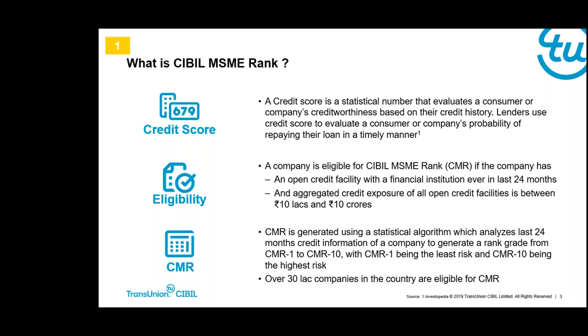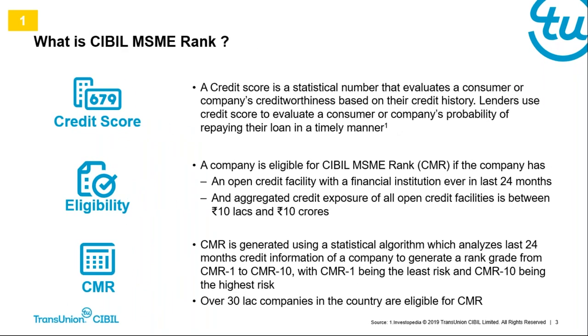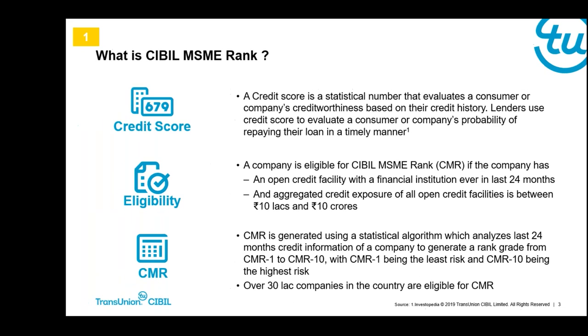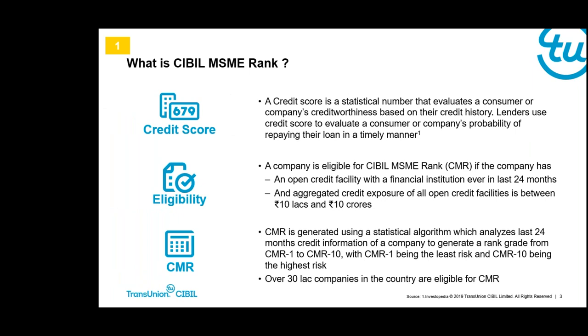Now, with this eligibility, currently in the entire country, over 30 lakh companies are eligible for a CIBIL MSME rank. So more than 30 lakh companies in the country today have a live CMR running. Now, as I briefly mentioned, a credit score is a statistical algorithm. So CMR is also a statistical algorithm which analyzes the last 24 months of credit information about a company to assess the actual CMR rank. The CMR rank value comes in the shape and form of CMR 1 to CMR 10. CMR 1 being the least risk or the best rank, as we say, and CMR 10 being the highest risk, the highest value of the rank that can be.